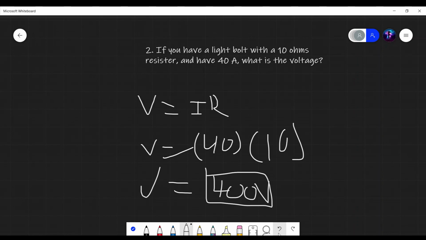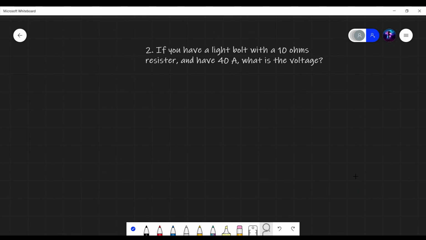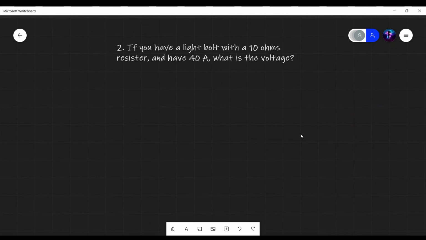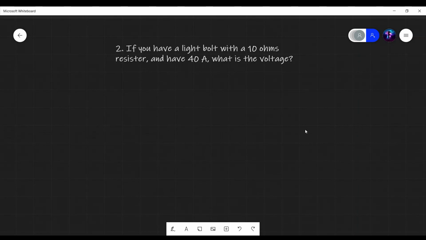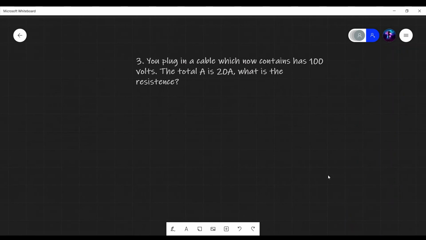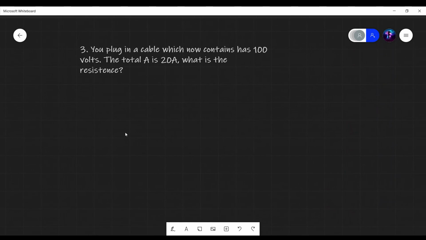Hopefully you got the answer. Okay, next question. It's very simple. I'm pretty sure you know how to draw it, right? Number 3, and by the way, this is the last one, there's no more. You plug in a cable which now contains 100 volts. The total is 20 amps. What is the resistance?